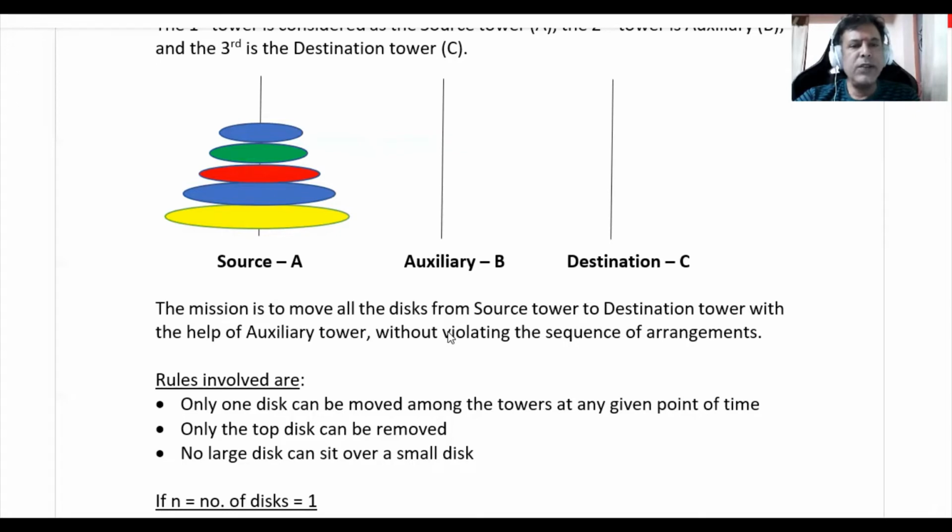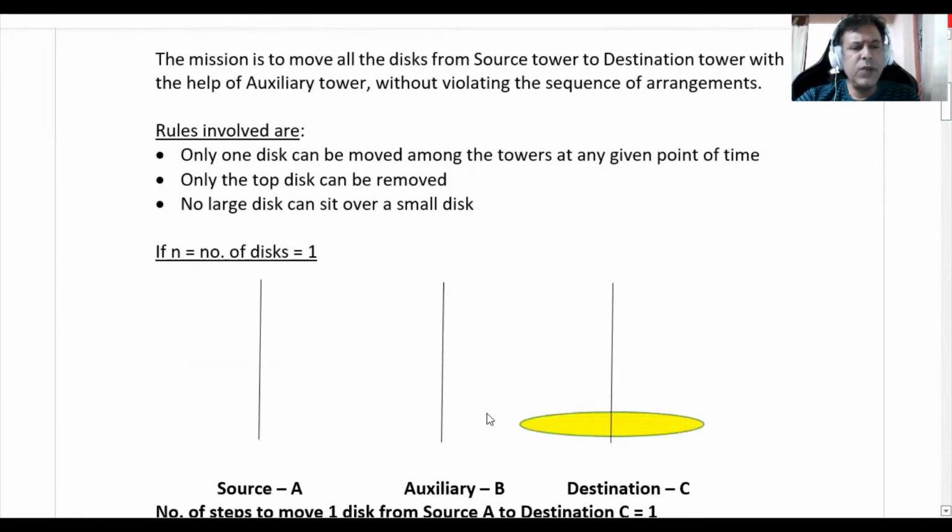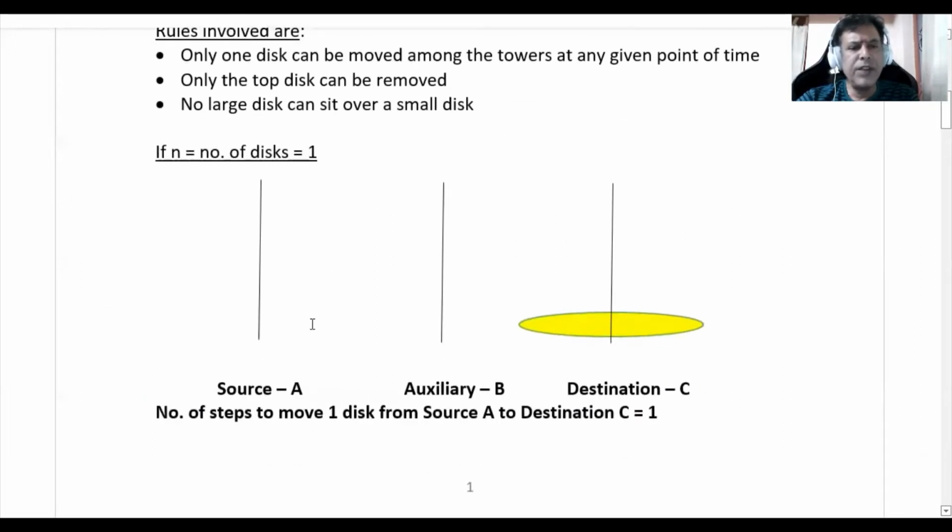Now, considering these rules and this objective, let us see how many steps are involved if the number of disks is only one. If it is only one, initially it is here, and if I have to move this to destination C, it will take only one move. I can simply shift this to here. That means if the number of disks is one, the number of steps to move that disk is only one.